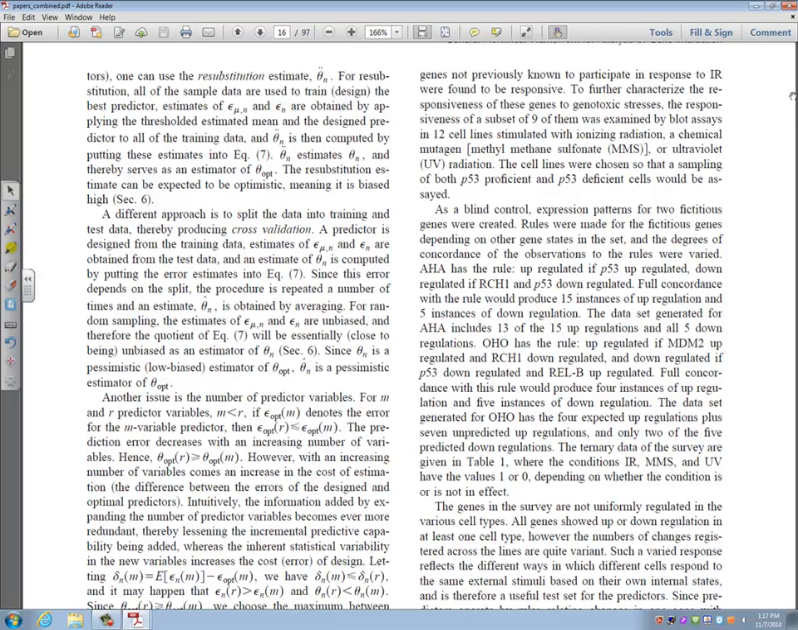That's one stressor. A chemical mutagen, right, or ultraviolet radiation. The cell lines were chosen so that a sampling of both p53 proficient and p53 deficient cells would be assayed. And as a blind control, expression patterns for, I told you about the two fictitious genes that were created. They call them AHA and OHO or something like that, okay?